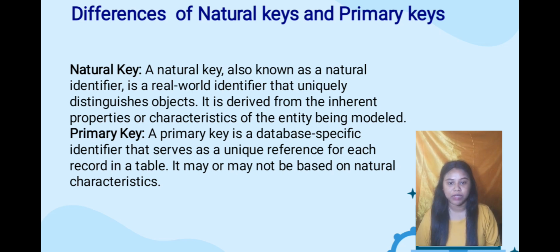Differences of natural key and primary key. A natural key, also known as a natural identifier, is a real-world identifier that uniquely distinguishes objects. It is derived from the inherent properties or characteristics of the entity being modeled. A primary key is a database-specific identifier that serves as a unique reference for each record in the table, but may not be based on natural characteristics.